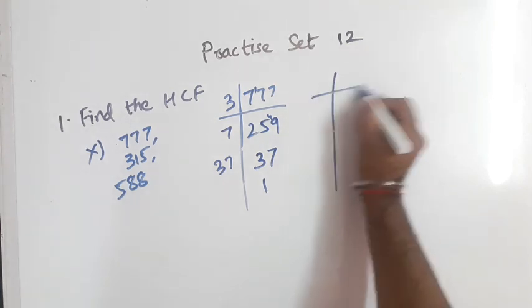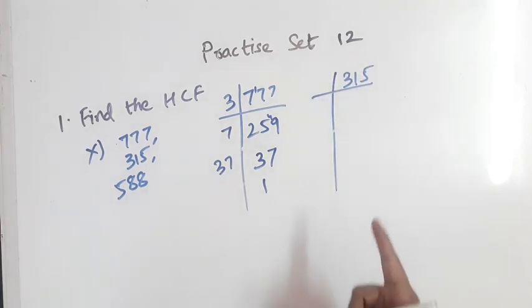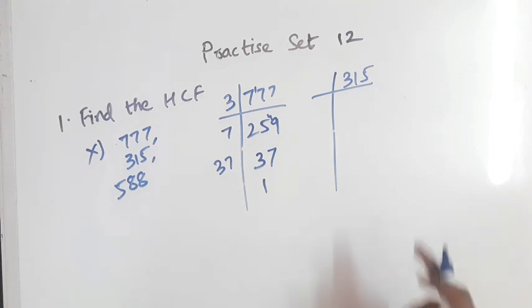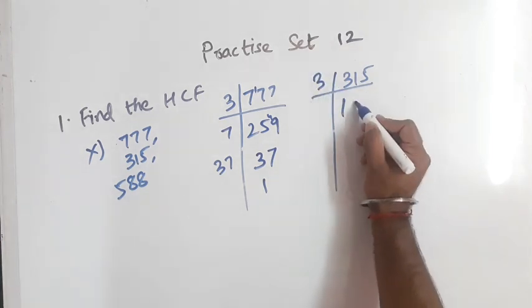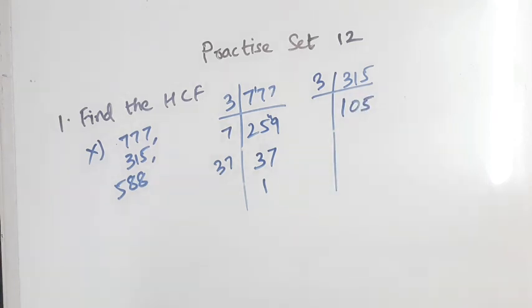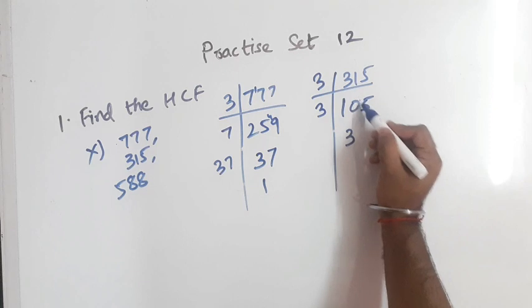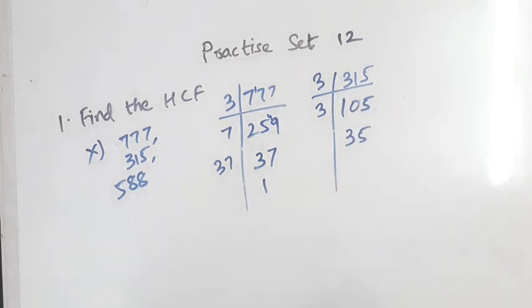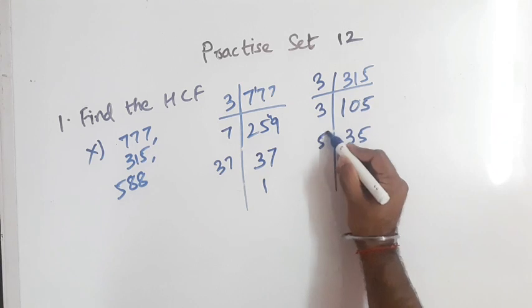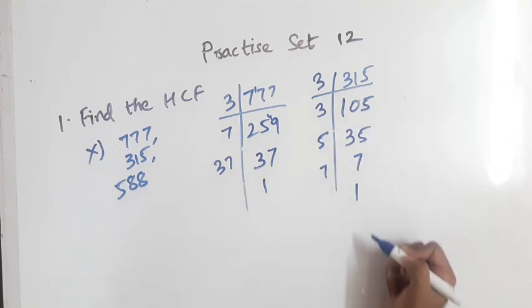The next number is 315. You can see the total of these digits, children. 5 plus 1 is 6. 6 plus 3 is 9. So the total is 9. So it is divisible by 3. Okay. So I'll take 3 here. 3 1s are 3. 3 0s are 0. 3 5s are 15. Okay. Then I'll take here 3. 3 3s are 9. 3 5s are 15. Okay. Then here again 5 7s are and 7 1s are.